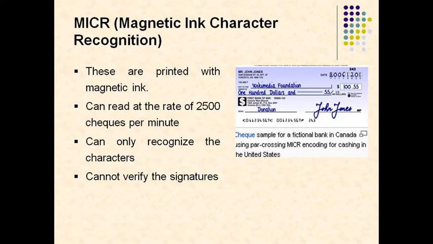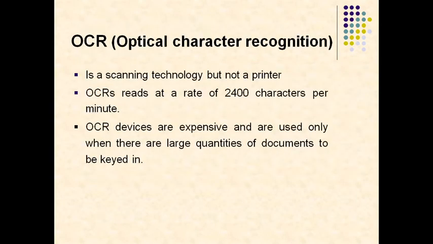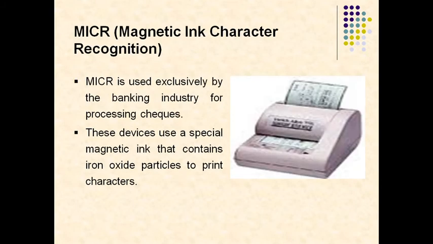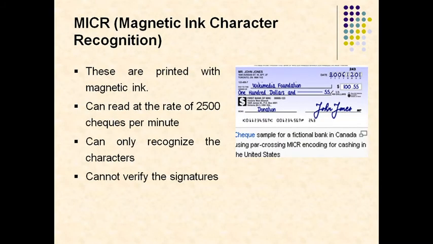MICR is magnetic ink character recognition. By reading the full form itself we can understand that it can only recognize the characters but not the signatures. Students, so this is about MICR. We have seen what optical character recognition is and what magnetic ink character recognition is.